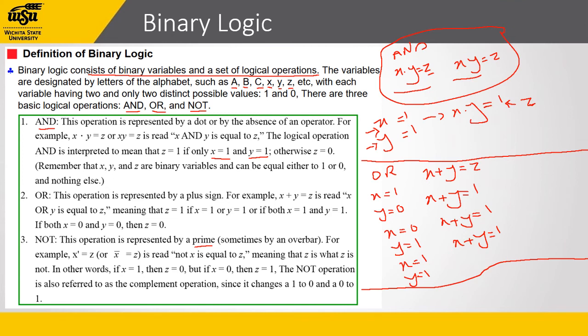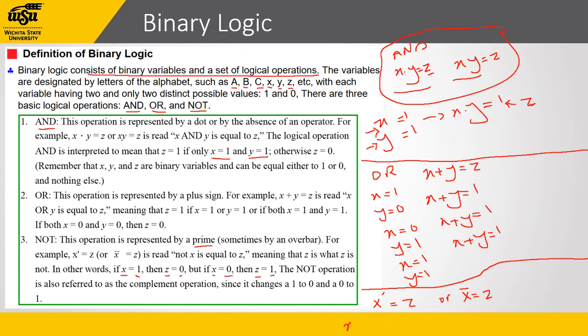For example, X prime is equal to Z, or we represent it by a bar over the variable. And we call it NOT X equal to Z, meaning that Z is what X is not. In other words, if X is equal to 1, then Z is equal to 0. If X is equal to 0, Z is equal to 1.